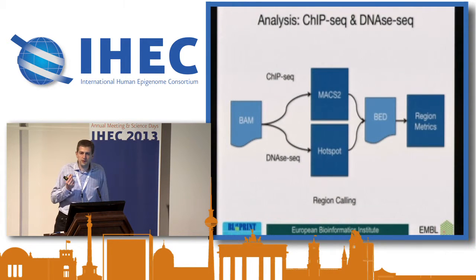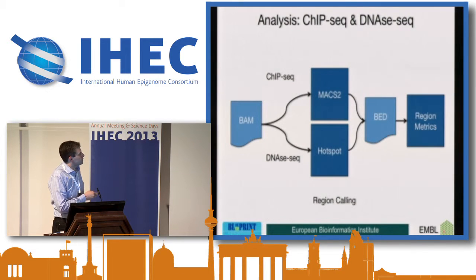DNA-seq, of course, is a little bit different. It has other characteristics, both in the way the data is distributed across the genome, but also the length of the sequencing reads and a few other things, the expected size of, for example, the regions that you find and things like that. So we use a program called Hotspot to do that analysis.